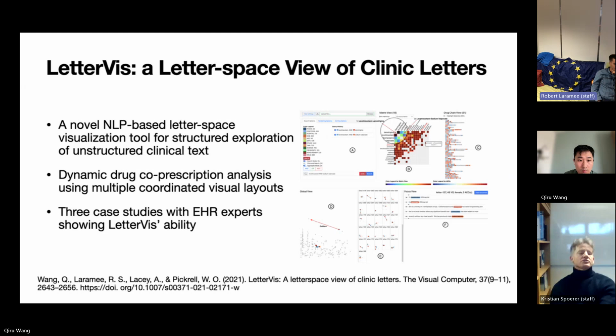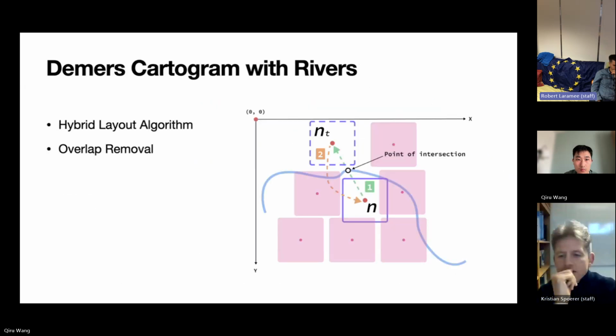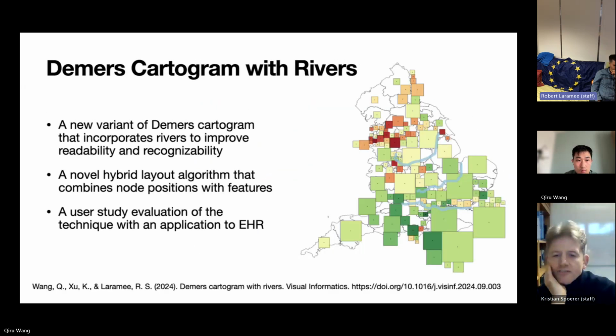I also had the same question for the using rivers to improve the legibility of cartograms chapter. So has anybody else tried to improve the legibility of cartograms? Yes. And does your improvement, is it better than theirs?